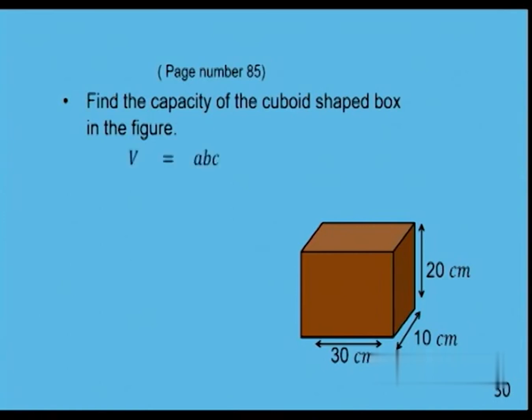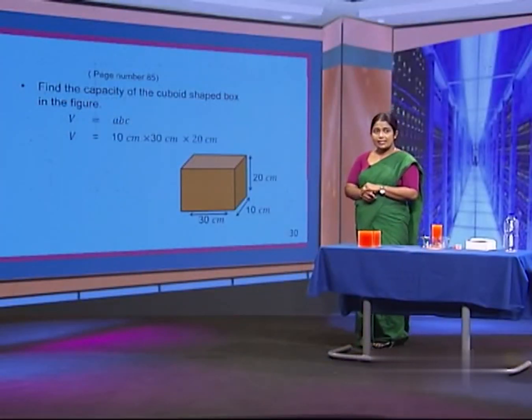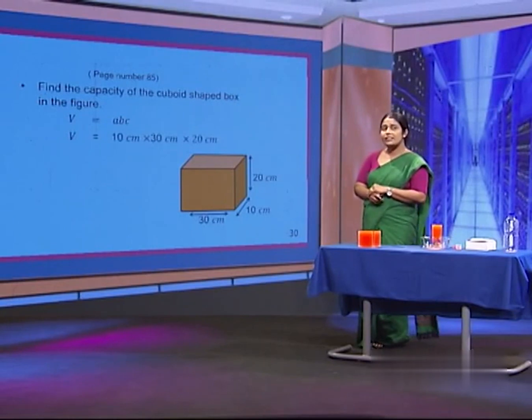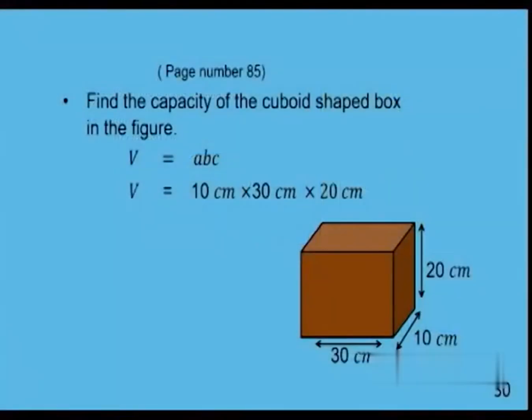We can find out the volume by using this formula, V equals A times B times C. Let's substitute the values. The lengths are 10 centimeters, 30 centimeters and 20 centimeters. 10 times 30 is 300. 300 times 20 is 6000 cubic centimeters.